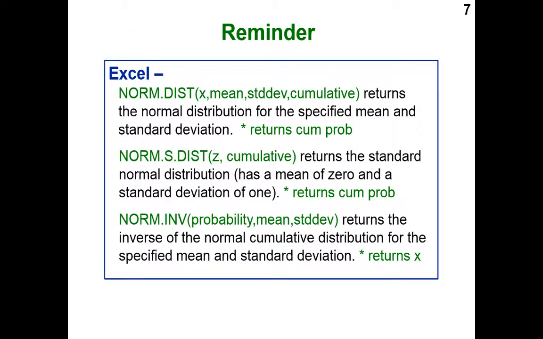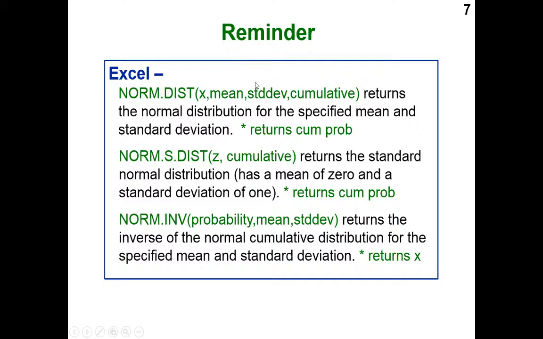Okay, so just to remind you, last section we were introduced to these three functions in Excel. The first two are pretty similar. The first two return the cumulative probability from the left. In one case, you input the particular x value that you're interested in, the mean and the standard deviation, and then say whether or not it's cumulative. In this case, it's going to be true because we're looking at the standard normal distribution. We'll be reminded of that when we go into Excel.